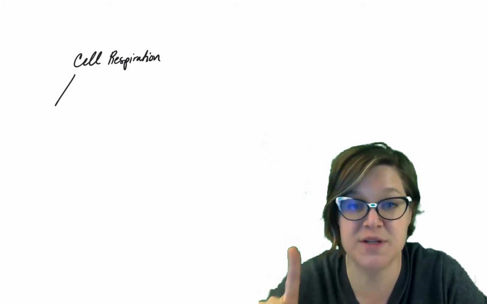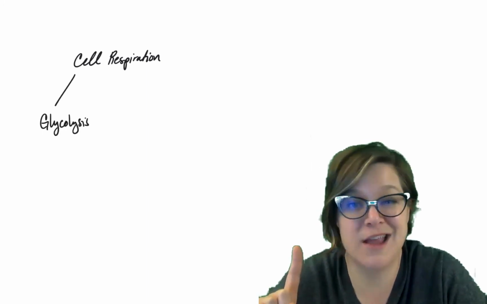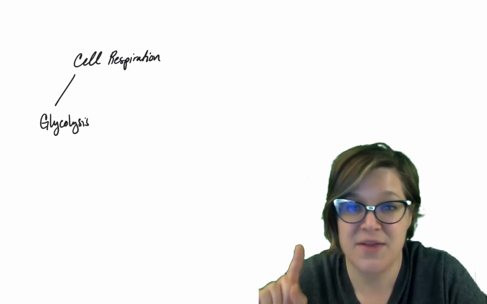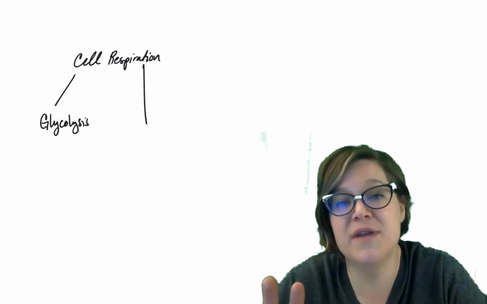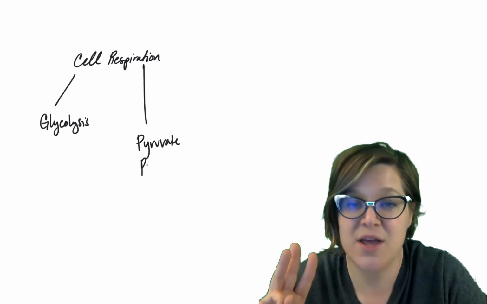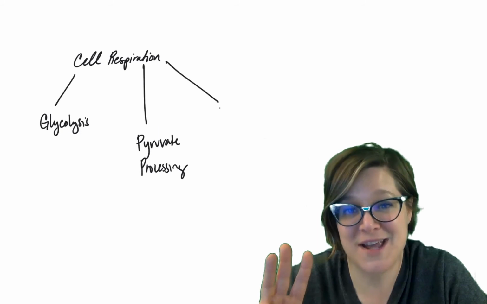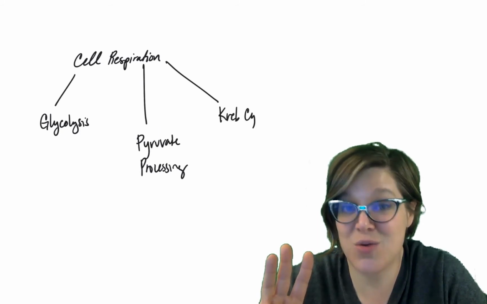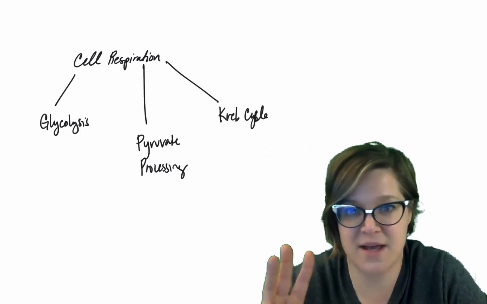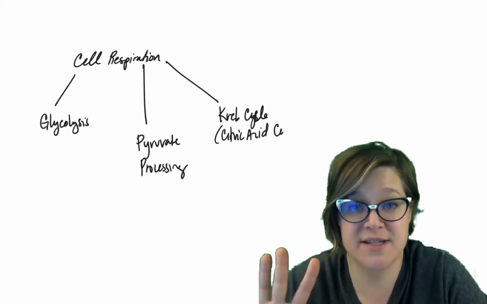So cell respiration can really be broken into 4 main components. The first one is called glycolysis, and that is present in a lot of different kinds of cells. The second one is called pyruvate processing, and the name will make a lot more sense once you understand the process. The third one is known as the Krebs cycle, the citric acid cycle, or the TCA cycle, and it just depends on what source you're reading from. And the fourth one is called oxidative phosphorylation.